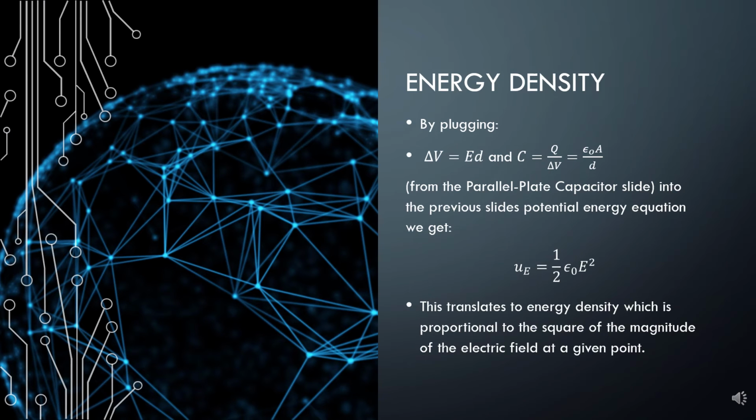Energy density. By plugging in the 2 formulas from the parallel plate capacitor slide into the previous slide's potential energy equation, we get the energy density. This translates to the energy density being proportional to 1/2 times epsilon naught, which is the permittivity of free space, times the square of the magnitude of the electric field at a given point.